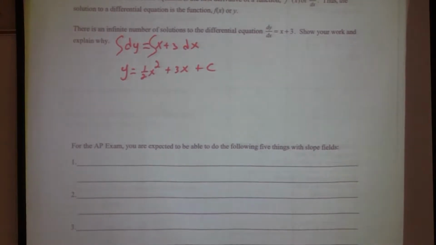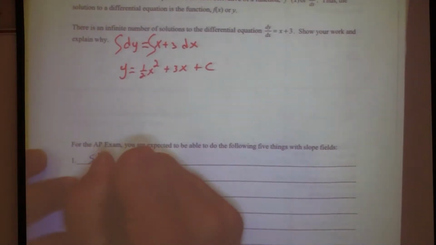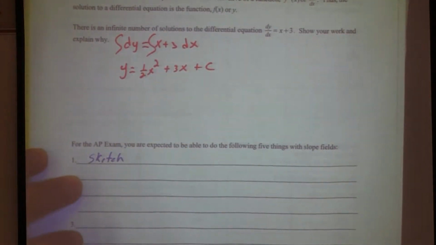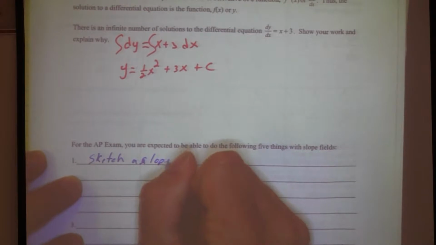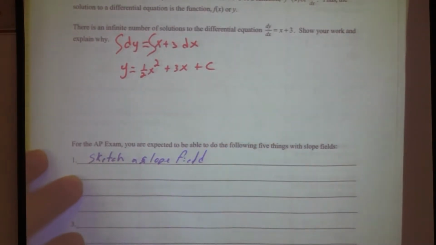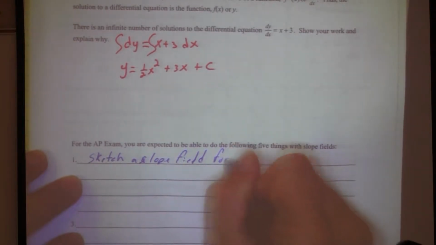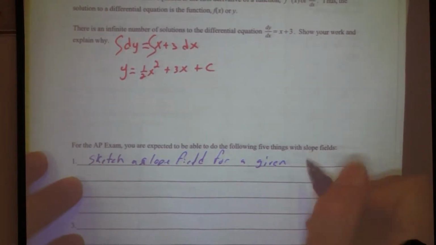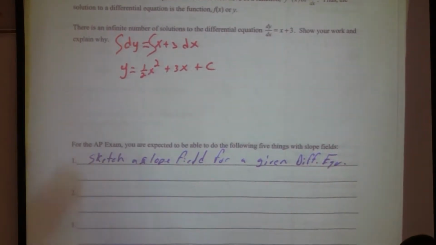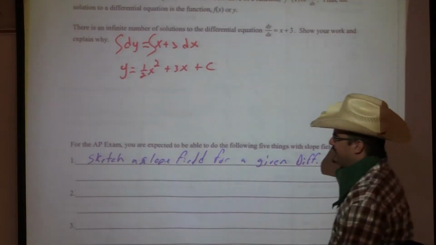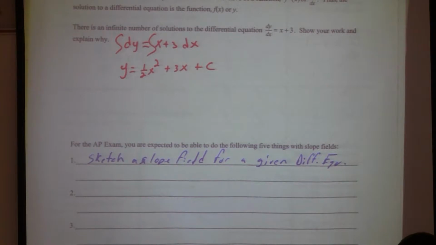All right, so there are five things that you need to be able to do with slope fields for the AP test. The first one is what we did yesterday. What did we do? We sketched a slope field, provided that they gave us what? Very good. For a given differential equation. So sometimes they give you the differential equation, which is the slope generator, and you just use it to create your slope field. Super easy. Usually that's a one-point question.